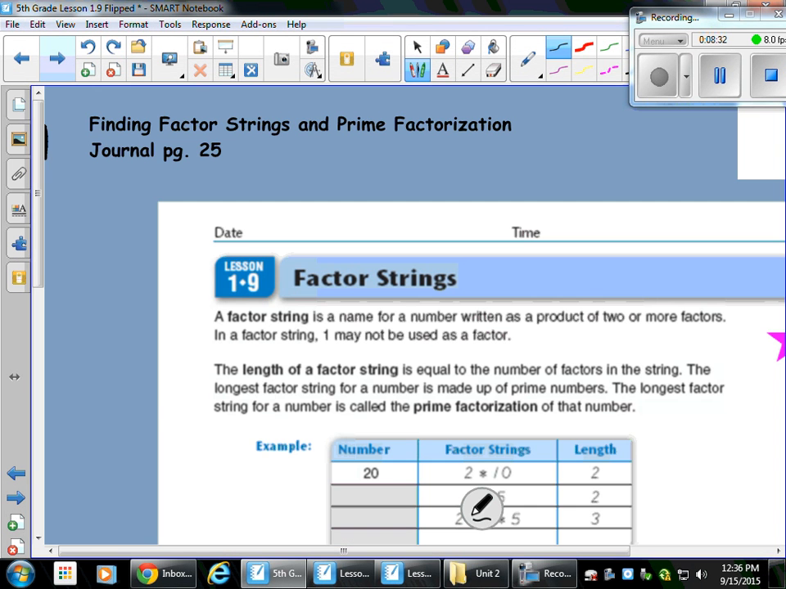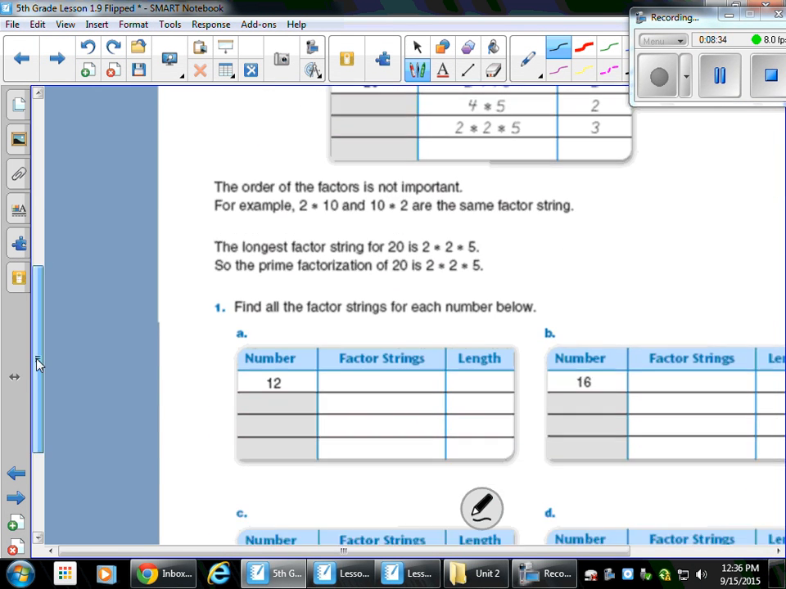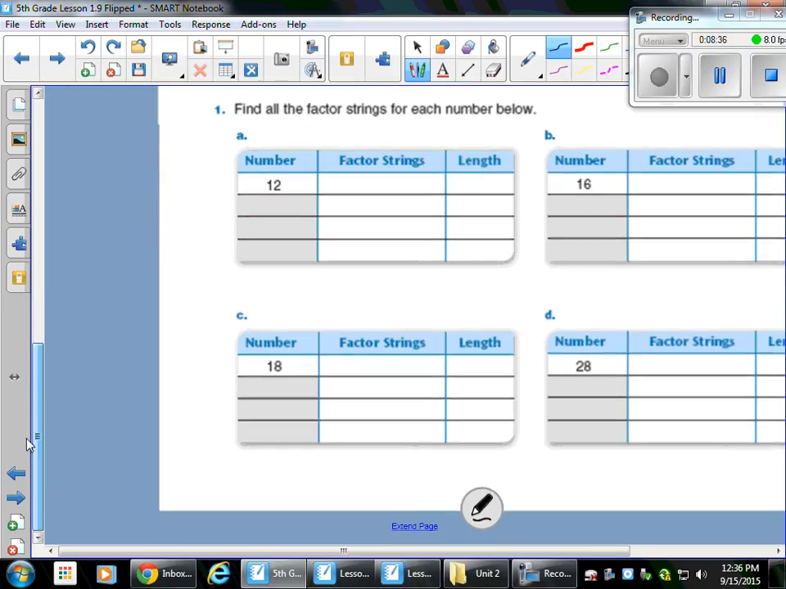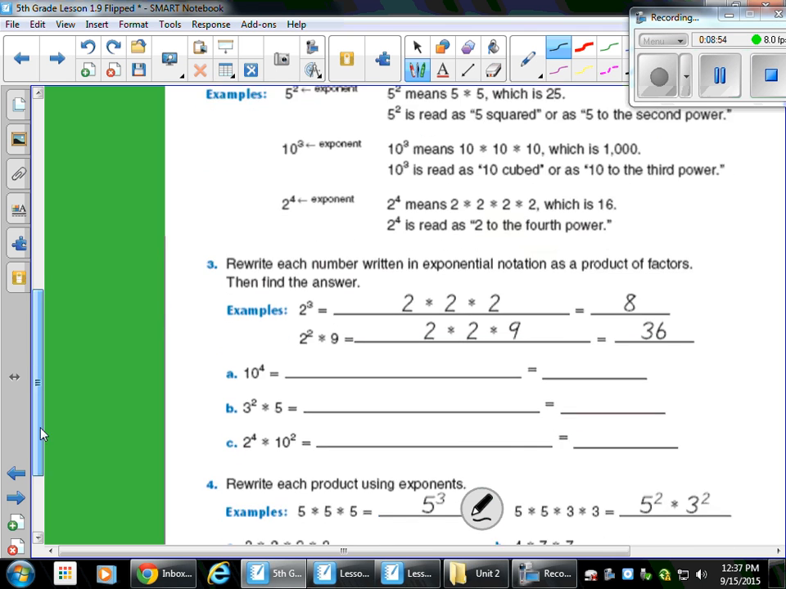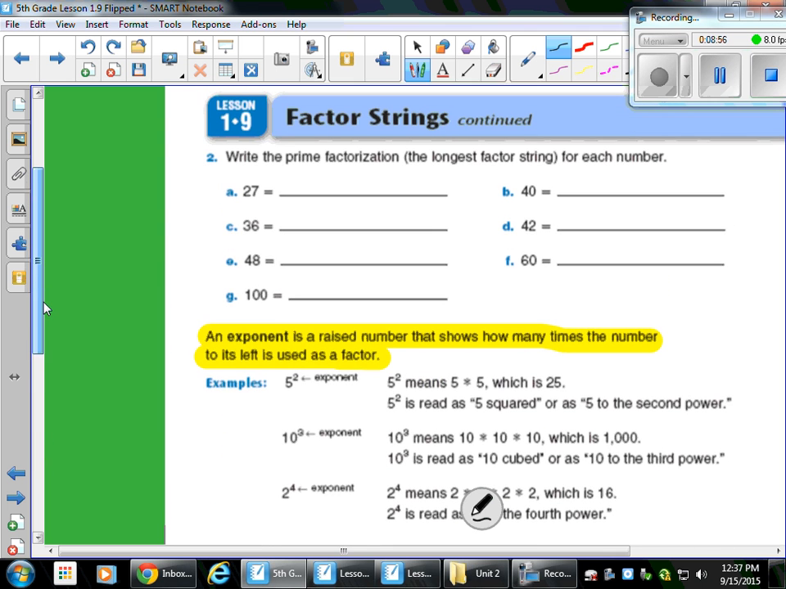All right, we just went over that. So here's what your assignment looks like today, just like that. So you have to find it for 12, 16, 18, and 28. Okay, I would start off with the prime factorization of 12. Break it apart. Of 18, break it apart. 16, break it apart. 28, break it apart. You also have to do this page today, okay?